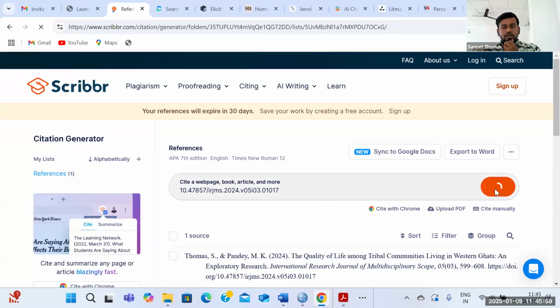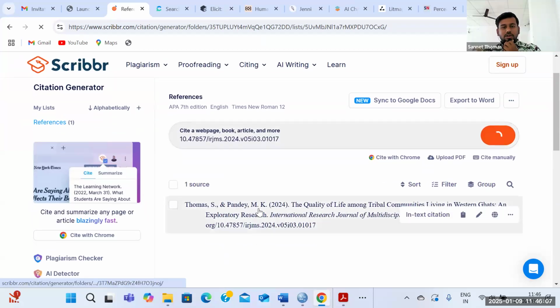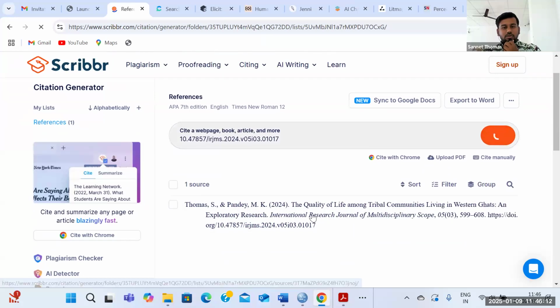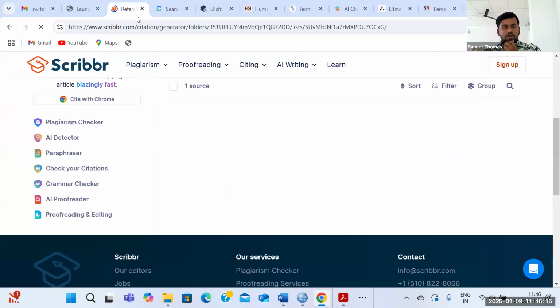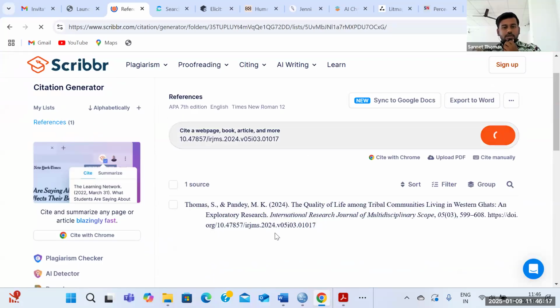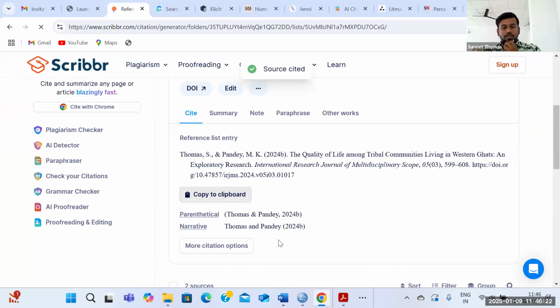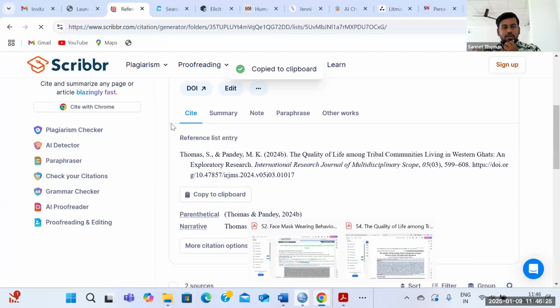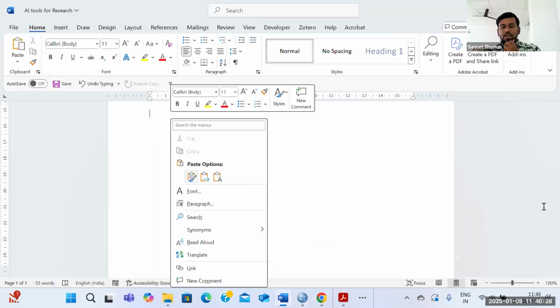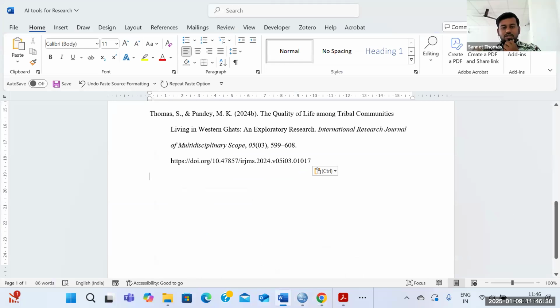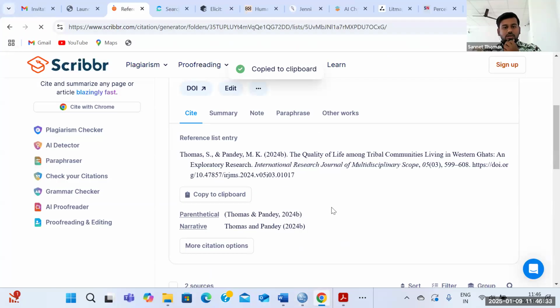If you click here, it will generate the reference. It's already generated, you can see that. Okay, so it is generated. You can click on copy to clipboard and paste it somewhere, like in Word. It is very easy. So this is the way we can use the citation tools.